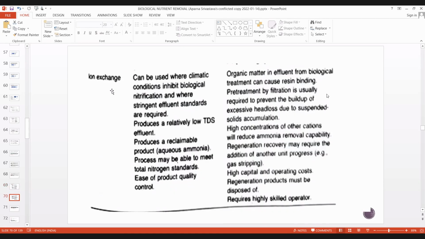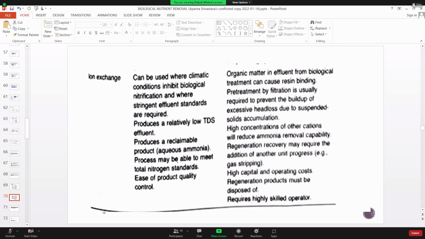Ion exchange. What is the biggest problem in ion exchange? Can anybody tell what is the biggest problem in ion exchange? Tell me. Regeneration of resins. People are doing a lot of research on that.